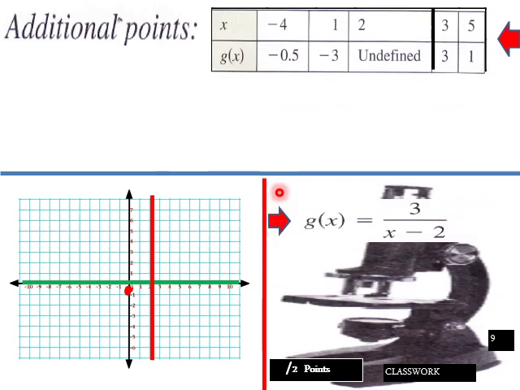So again, there's our vertical asymptote. Here are our points here. So when x equals 3, y equals 3. When x equals 5, y equals 1. So here we can plot these. When x equals negative 4, y equals negative 0.5. That'd be right here. And then when x equals 1, y would equal negative 3. And then when x equals 3, y equals 3. And then when x equals 5, y equals 1. And then when x equals 2, it's undefined because that's your vertical asymptote. So you can see what's happening here. I mean, the curves are going to go like that, right?